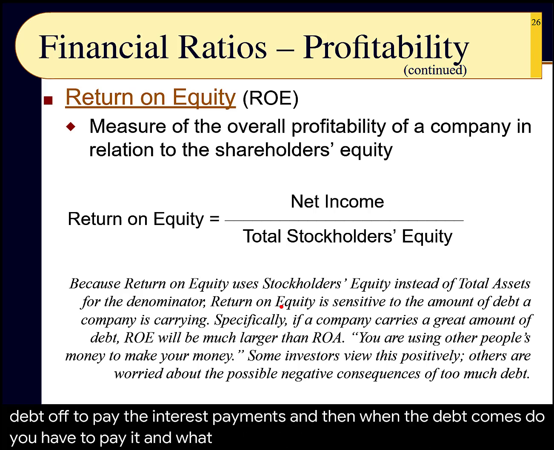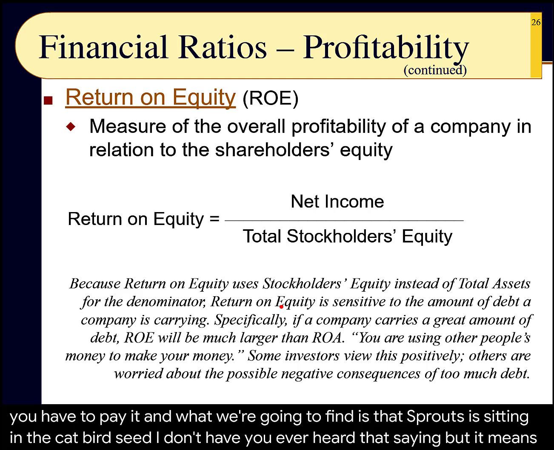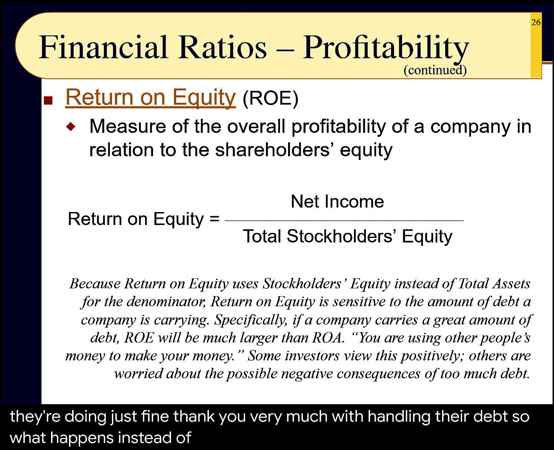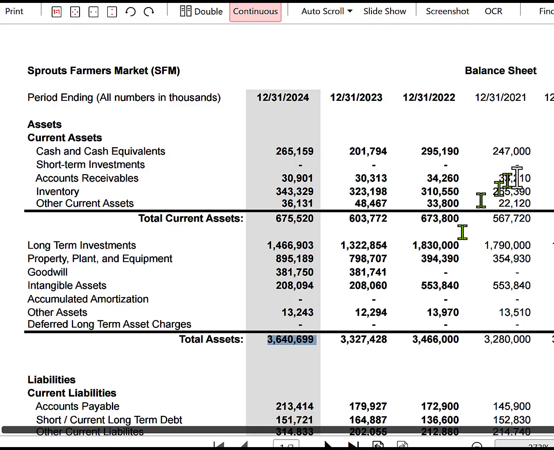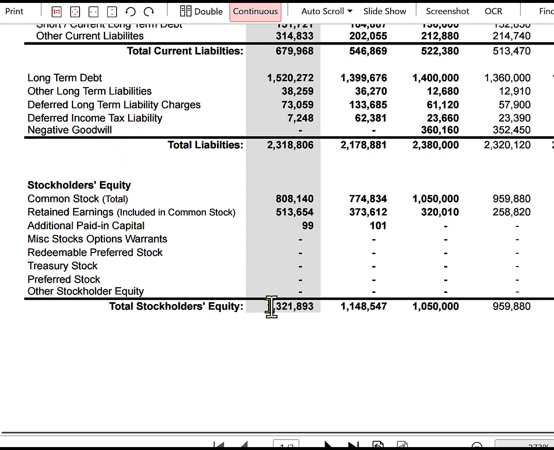And what we're going to find is that Sprouts is sitting in the catbird seat. I don't know if you've ever heard that saying, but it means they're doing just fine, thank you very much, with handling their debt. So what happens? Remember, 380,601 is our net income. We go back to the balance sheet and scroll down to the total stockholders' equity of $1.3 billion.